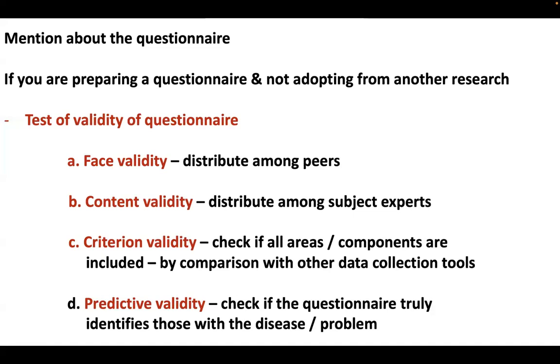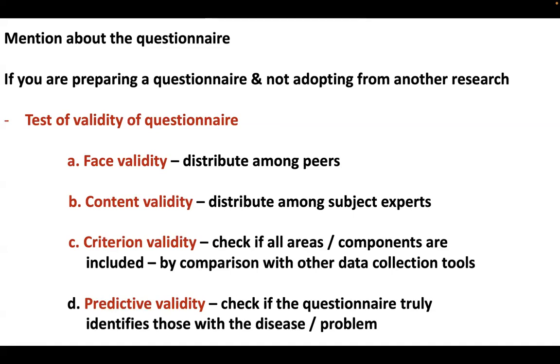Content validity means you have to identify some subject expert. So if you are doing a study on cardiovascular disease risk factors, you distribute among subject experts. One will be a community medicine professor. Second one will be an internal medicine professor. He knows, he's seeing the patients daily, who is having what risk factor. So he can identify whether any of the cardiovascular disease risk factors are missed or not.